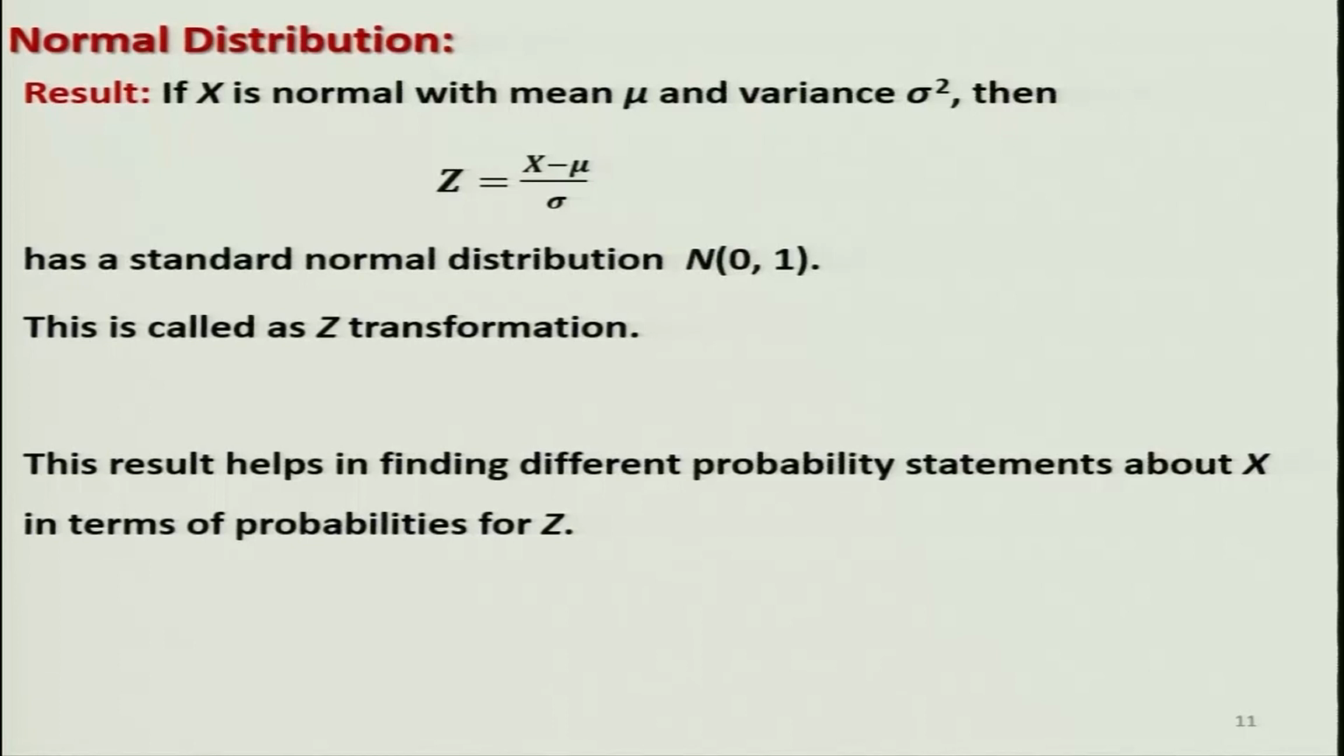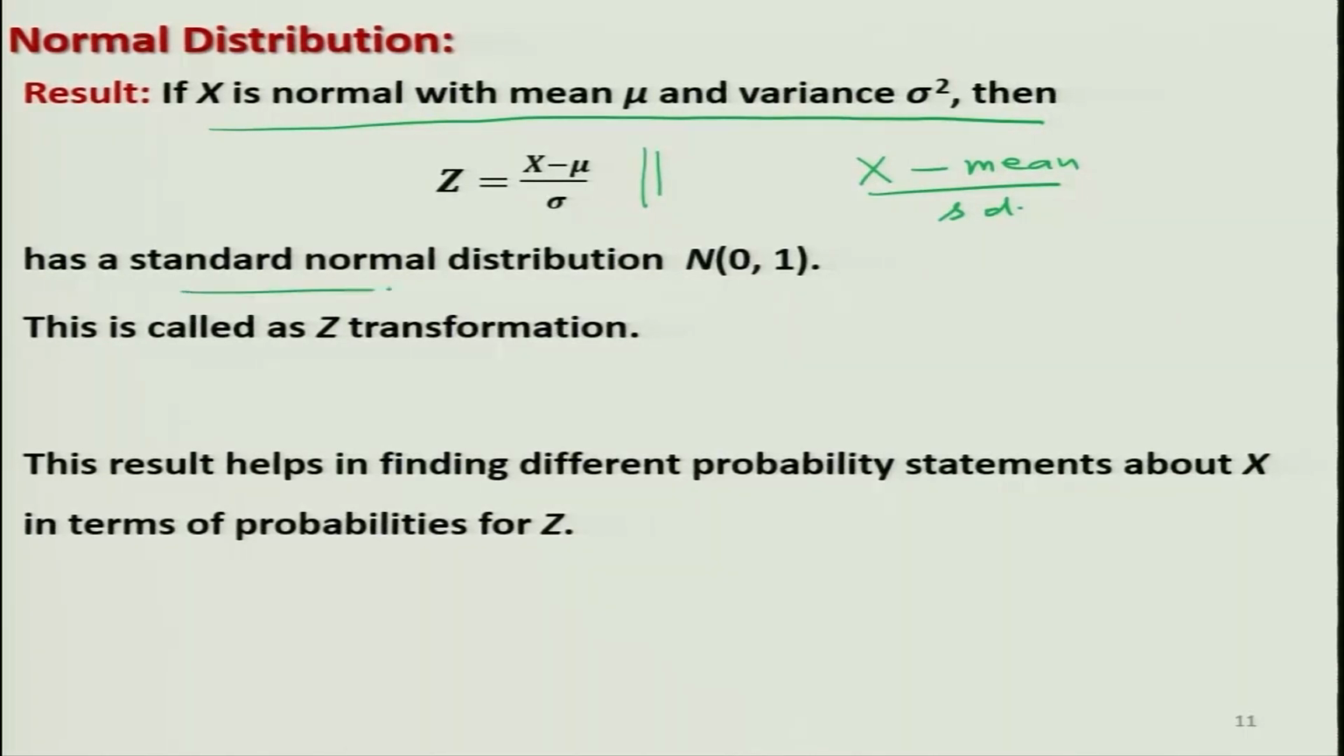Now, here comes a very important result. If x is normally distributed with mean mu and variance sigma square, and you define a new random variable as x minus its mean divided by its standard deviation, that is x minus mu upon sigma, then this has a standard normal distribution 0, 1. This is called the z transformation, and this random variable is indicated by capital Z in general.